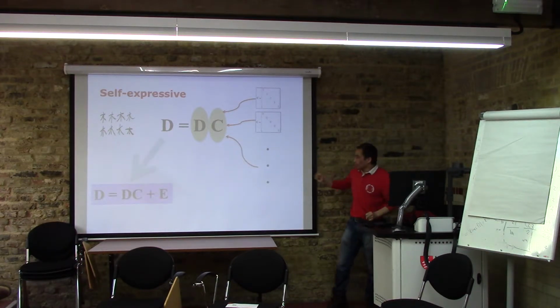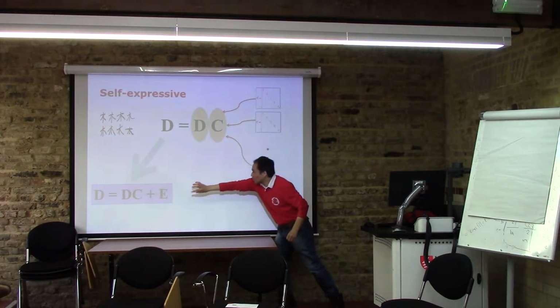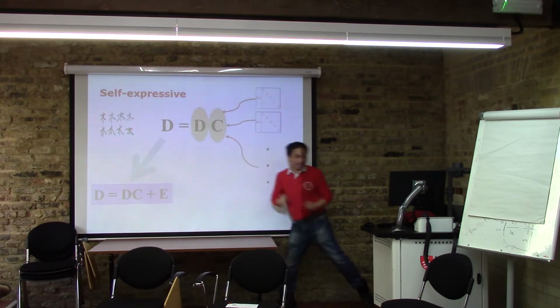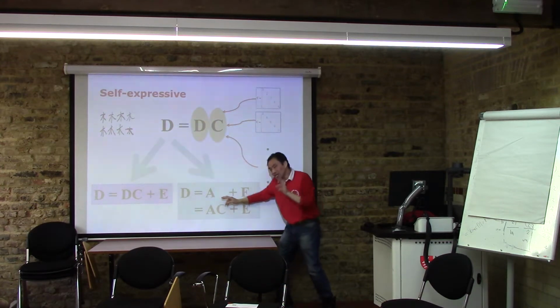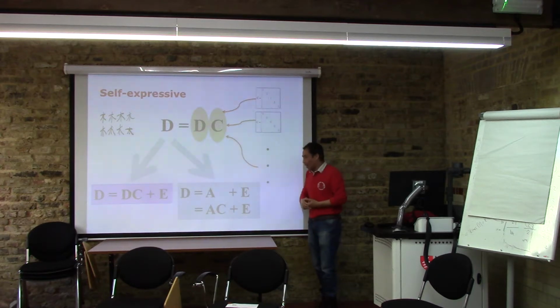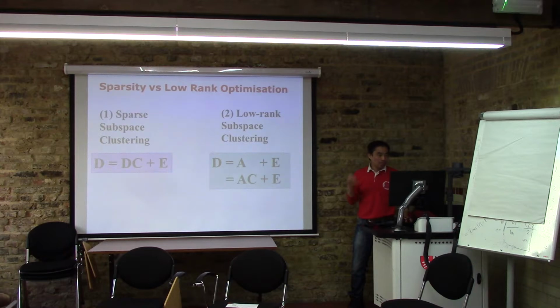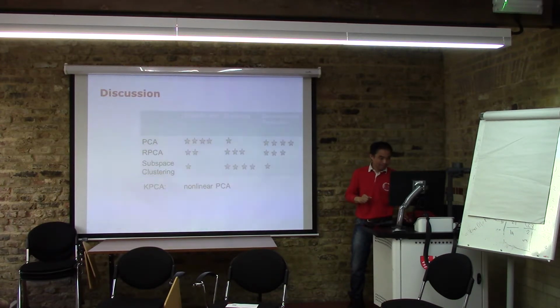Based on this property, the data can be D times C plus some error. Can we follow robust PCA? So the clean data A can also be represented by itself. This is how to use low-rank representation. Maybe we can treat this as an advanced version of RPCA. They are called subspace clustering. That's it.